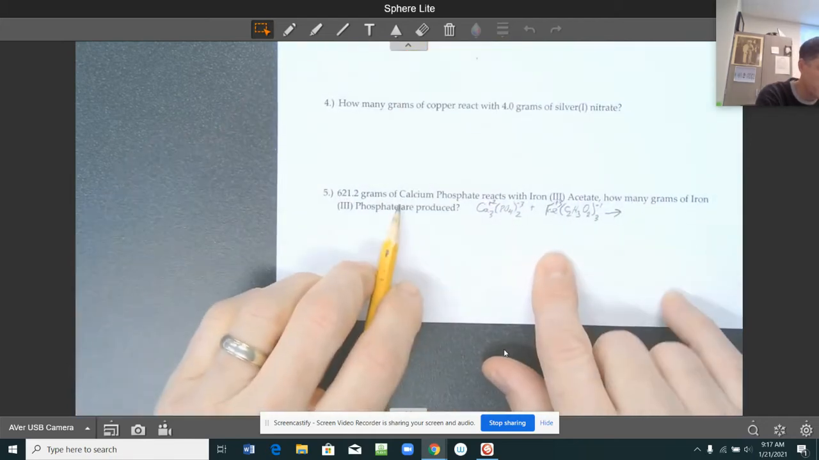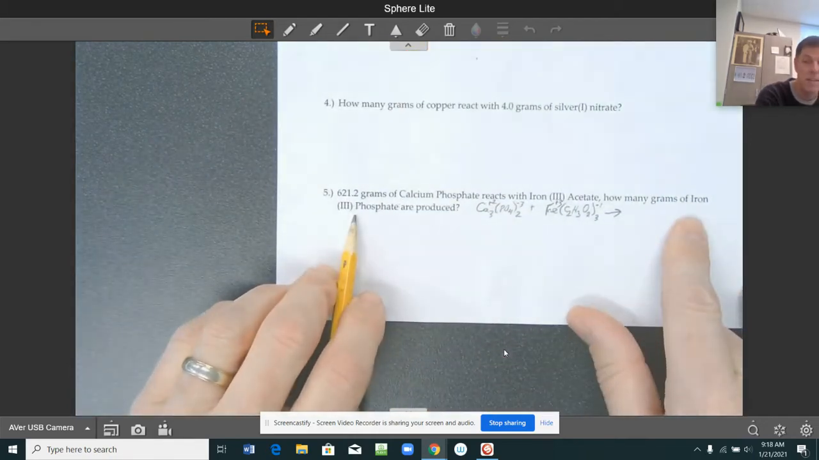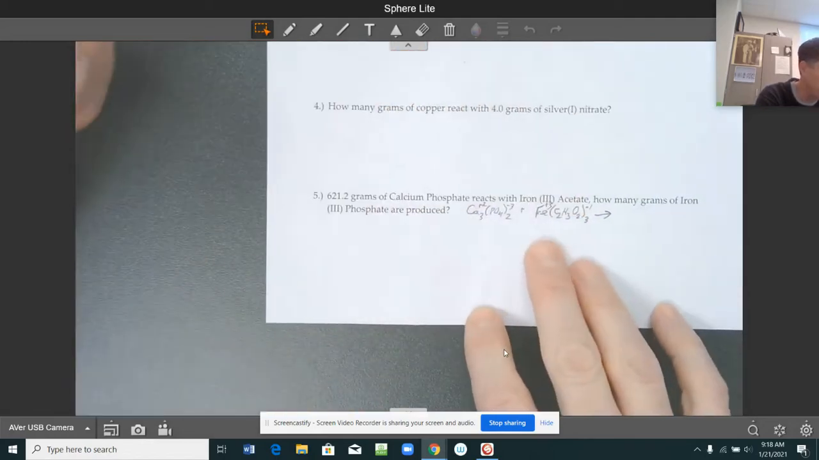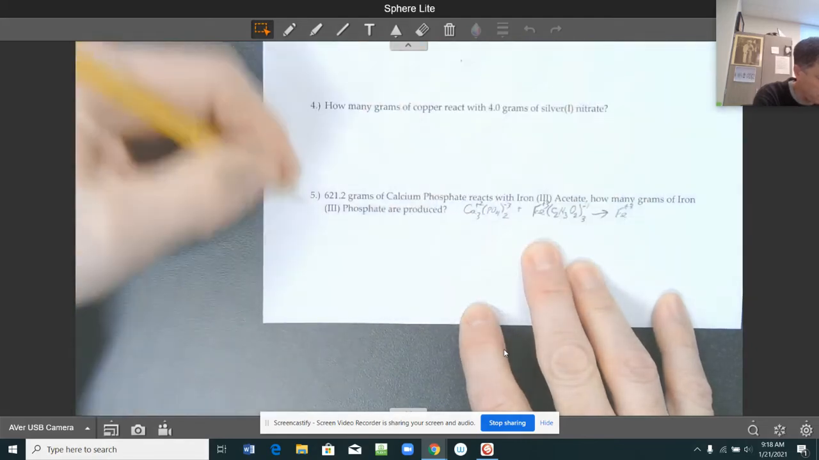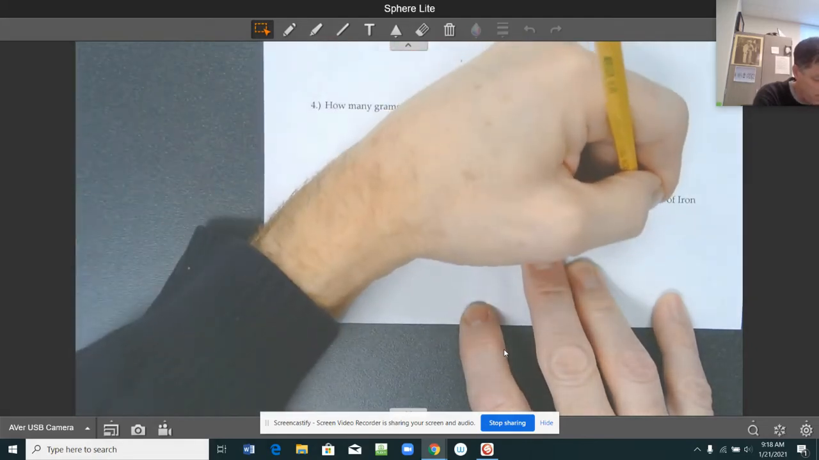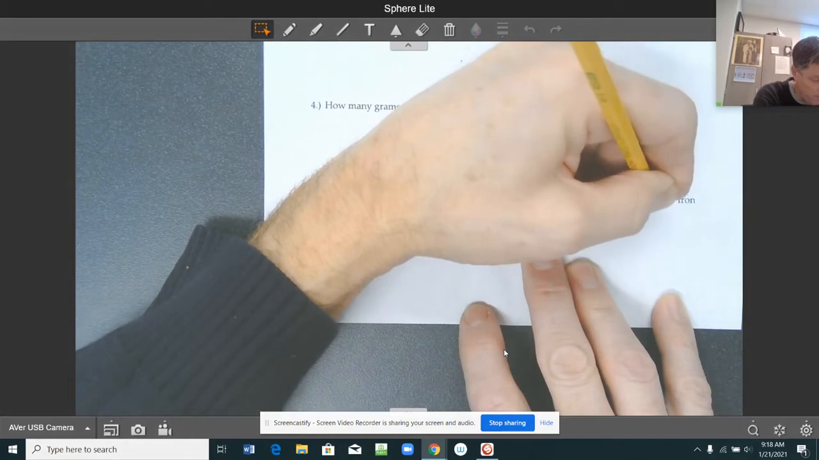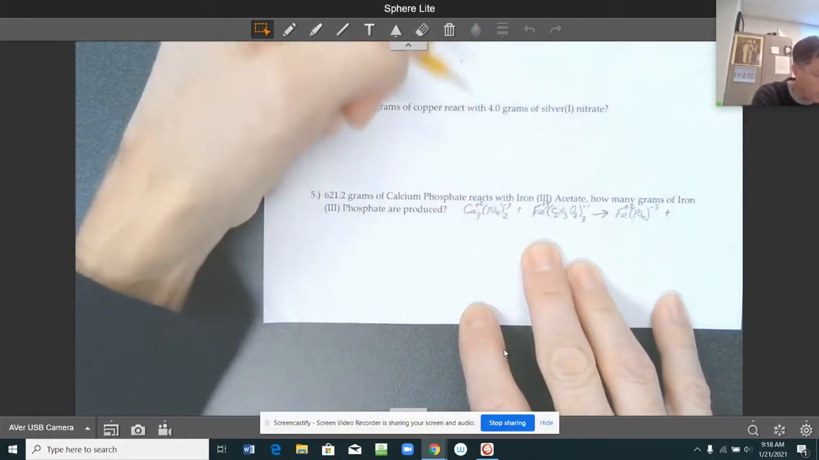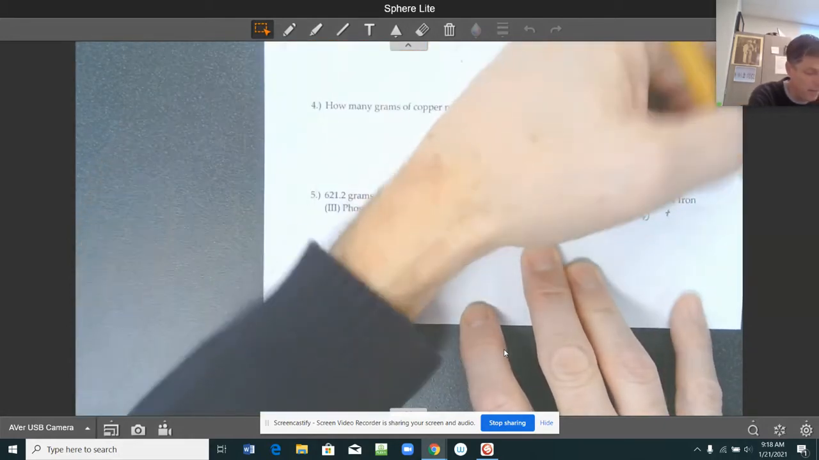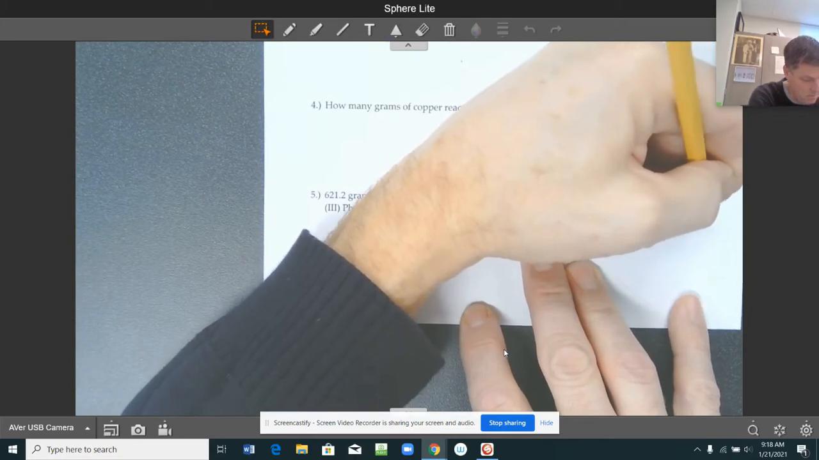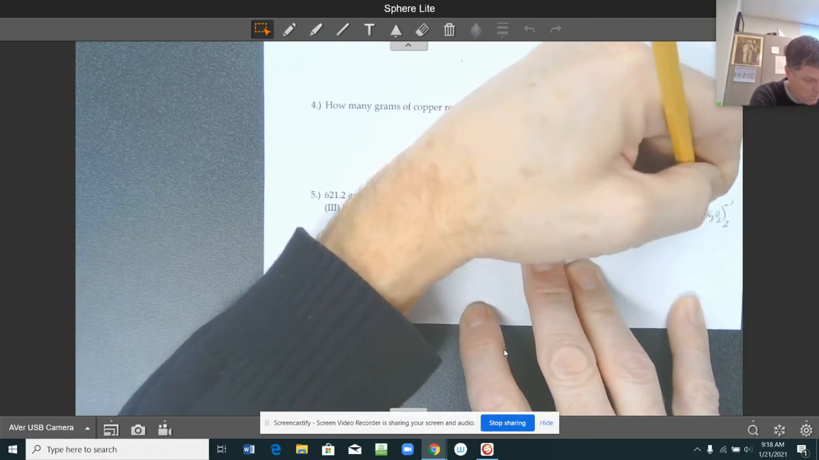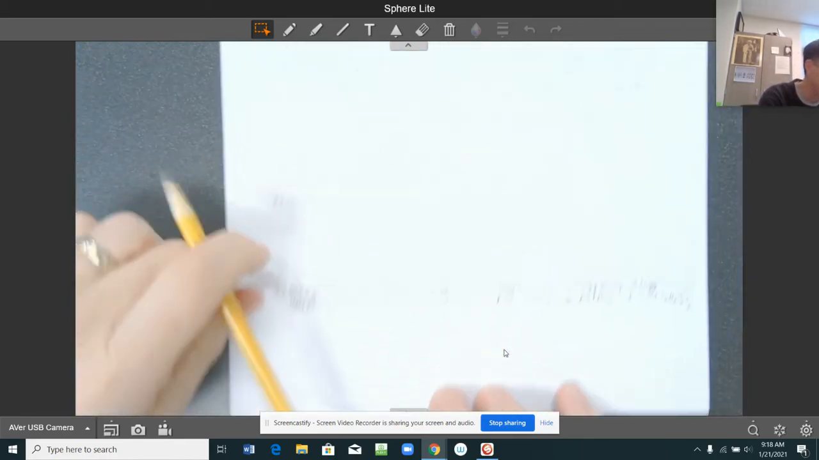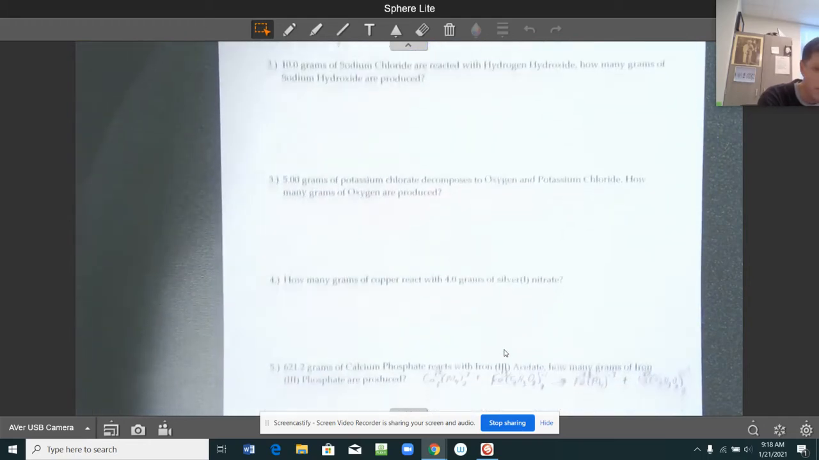So there's my 2 reactants. I actually told you I was making this. I didn't have to tell you. You could have figured it out from there. Okay. So iron says it's a +3 charge. Phosphate's always going to be a -3. So what's left? Well, I've got calcium and I've got acetate. You should be working on getting these polyatomic ions memorized because you're going to need them.